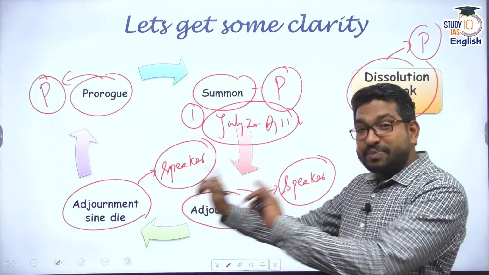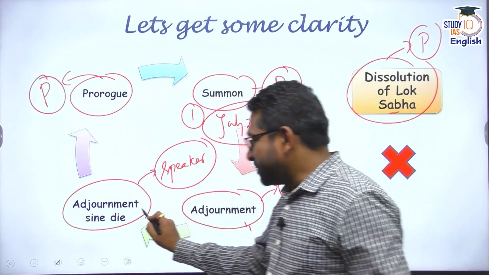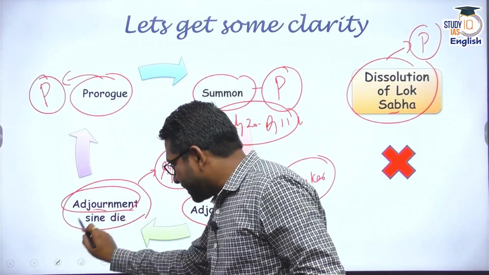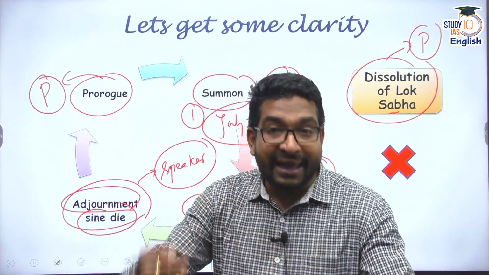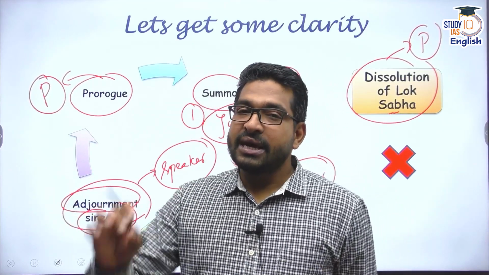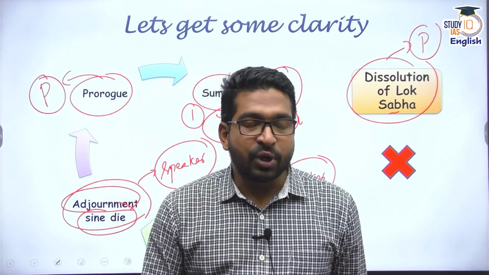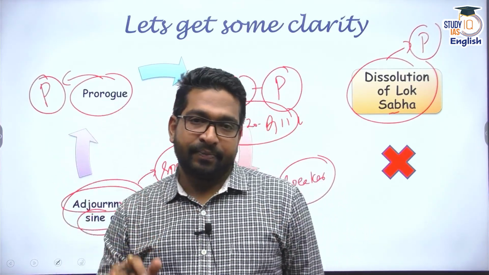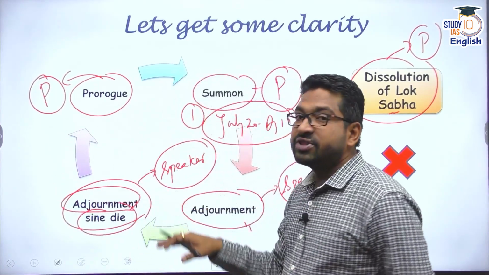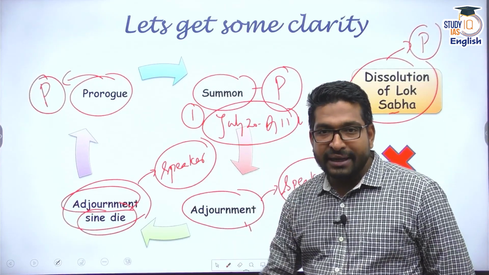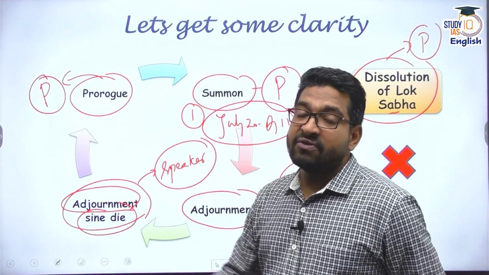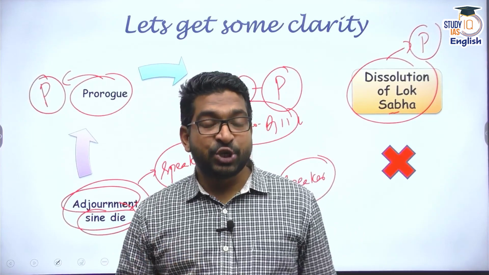The term adjournment sine die means stopping your work. Sine die means without any day for reconvening. That means the houses have stopped the work indefinitely. Now, this power is again with the presiding officers. Without any date, without any time for reconvening, when the houses are adjourned, it is called adjourned sine die.